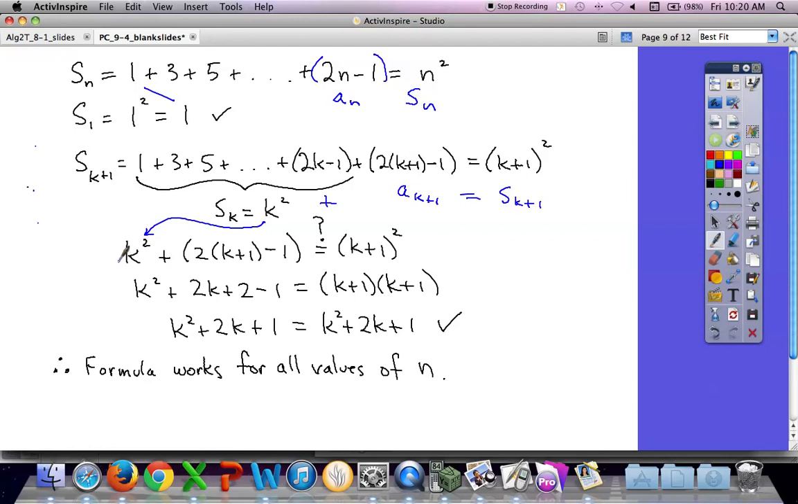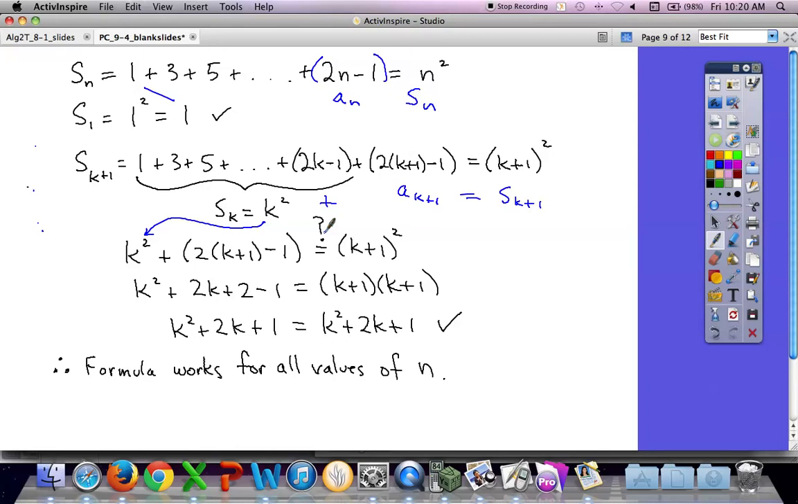Now we need to show that, in fact, in this case, S sub k plus the next term, which is a sub k plus 1, equals the sum of the first k plus 1 terms using the formula. So we don't know that that's true. That's the part we've got to show now. We assumed that it works for n equals k by substituting k squared. We need to show now that the left-hand side equals the right-hand side. That's why I put a question mark on the top. I don't really know that that's true until I've gone through the process here.